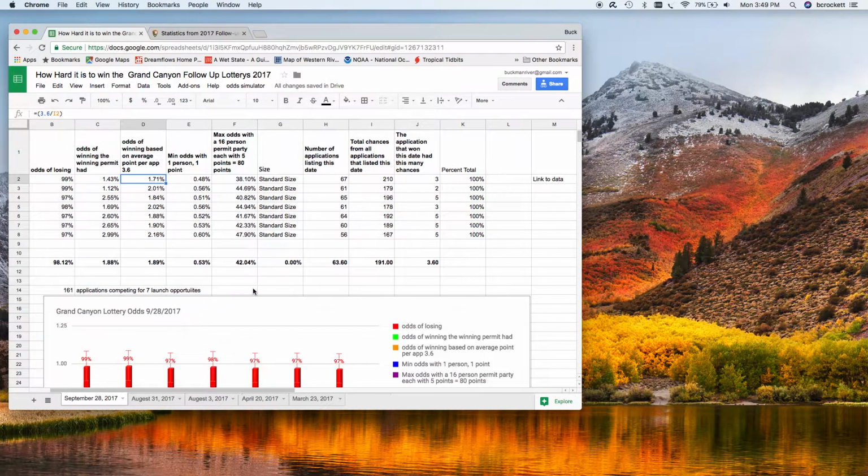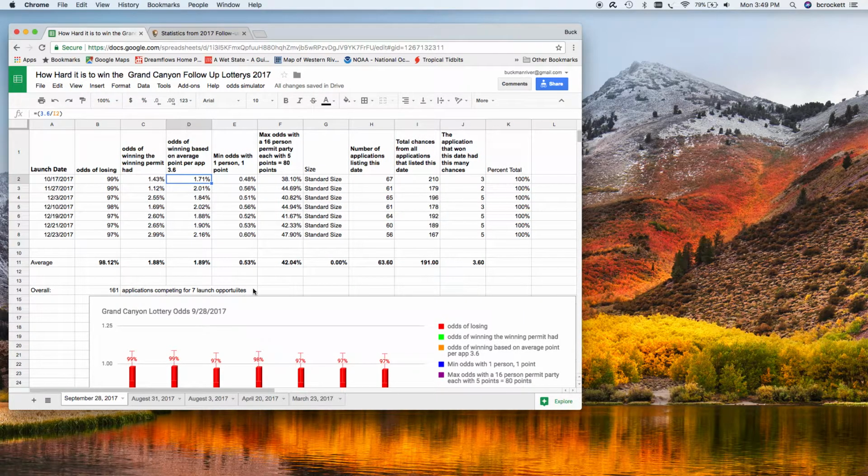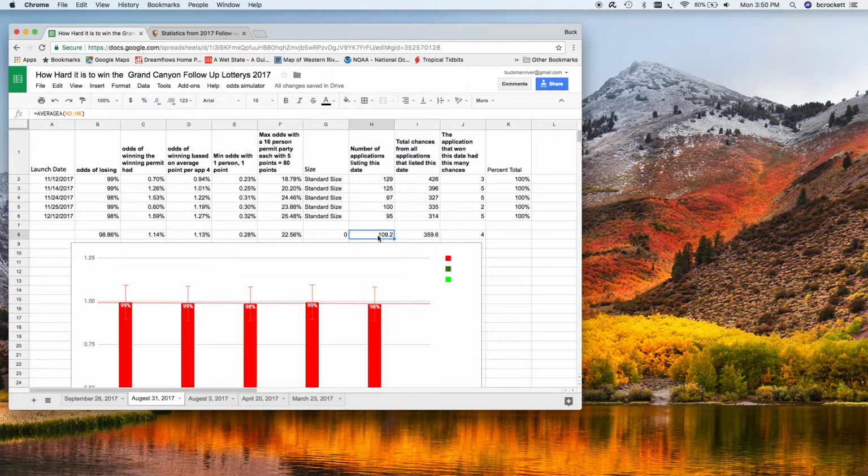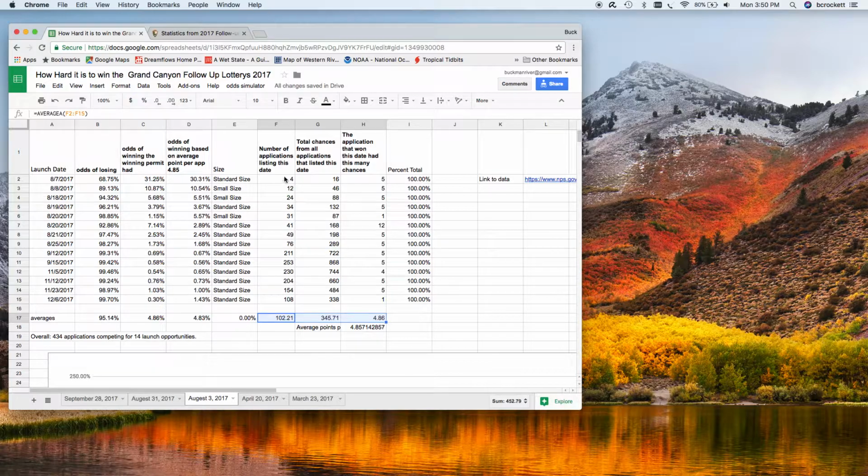And let's see here. A couple things that were surprising for me looking at this data, starting with column H here. Number of applications listing the state. The average is really low, 63, in contrast to the other lotteries we've had this year. Look at the average from the August 31st follow-up, 109, over 100, which I fully expected this one to be over.